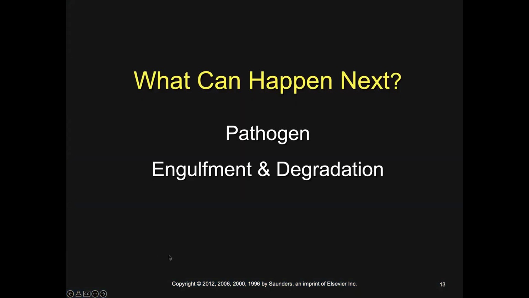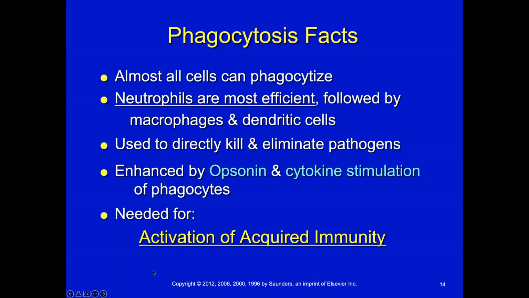So what can happen next? Well, of course, we're going to talk about phagocytosis. And this is where the pathogen is engulfed and killed and eventually degraded. So a few basic facts about phagocytosis. Interestingly enough, almost all of our cells can phagocytize, but generally not very well. We have our specialized immune cells that are the best at it. And the neutrophils are the most efficient, followed by macrophages and then the dendritic cells. So this is the method that the cells are able to directly kill and eliminate pathogens.